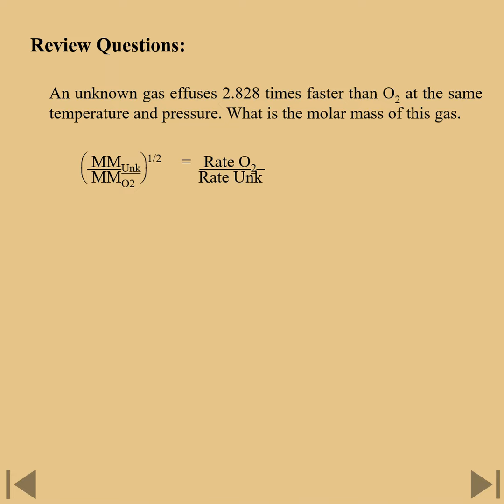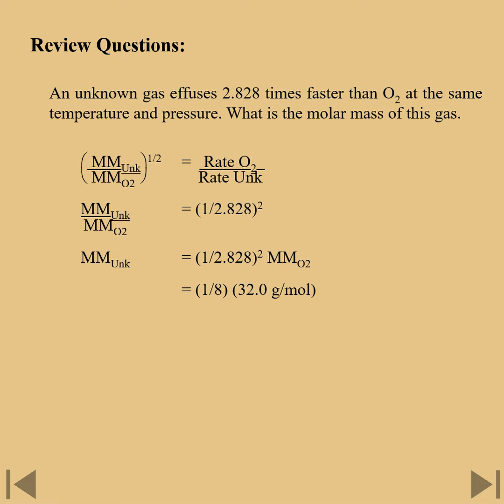Well, where's that 2.828 go with the faster gas? And the faster gas is the unknown gas. So let me go ahead and replace the unknown with that 2.828, and let's go ahead and square both sides and then multiply out the molar mass of O2. And here's the molar mass of our unknown isolated. Let's go ahead and square that 1 over 2.828 and bring out the molar mass of O2, which is 32.0 grams per mole. And we see that we have 1/8 of the molar mass of oxygen for a molar mass of 4 grams per mole.